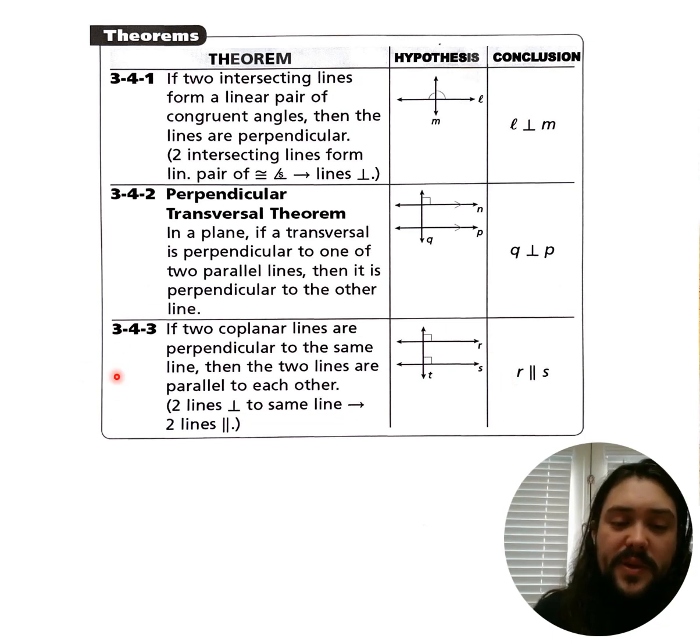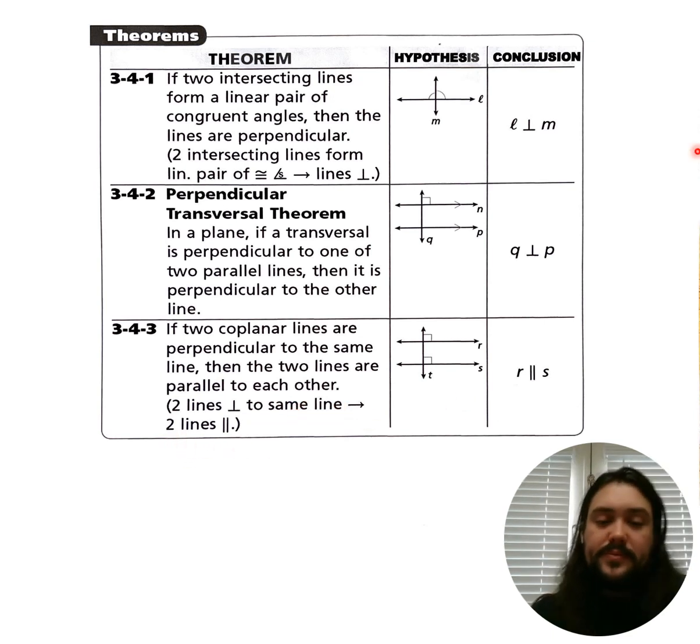And then this last one, 3-4-3, if 2 coplanar lines are perpendicular to the same line, so if these two lines are perpendicular to the same line, then we know these are parallel, right? If these are perpendicular, then we know that they are parallel. So two lines perpendicular to the same line, therefore the two lines are parallel.